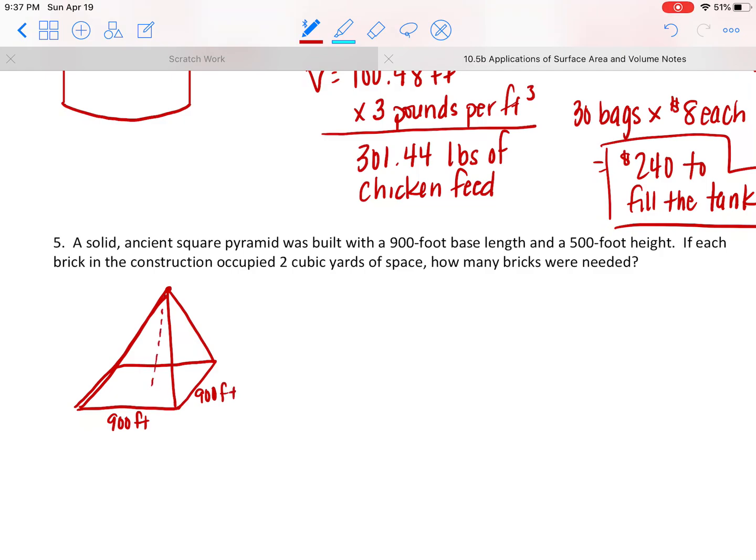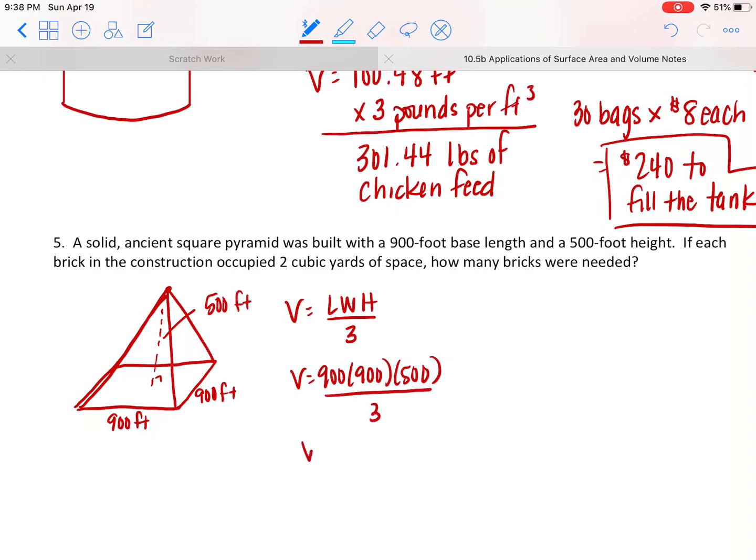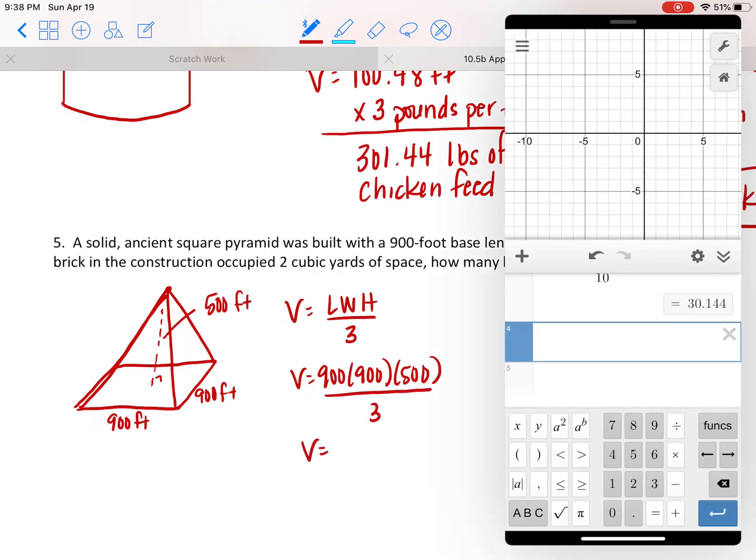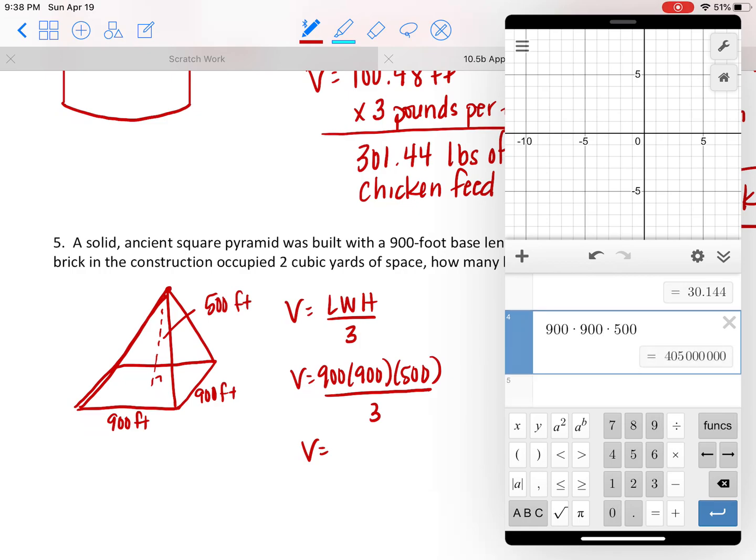is 900. So this is 900 feet by 900 feet. And then it says that the height, so the height would be this distance in here, is going to be 500 feet. And we're looking at a solid pyramid, and we're trying to figure out how many bricks it took to fill up that whole solid pyramid. So again, this is going to be a volume. Volume for a pyramid is length times width times height divided by 3. So in this case, 900 times 900 times 500 divided by 3.